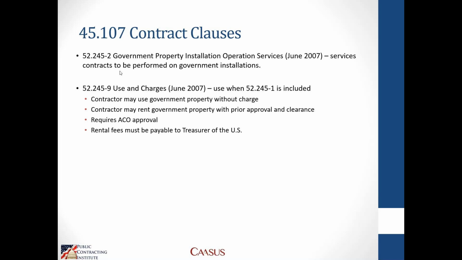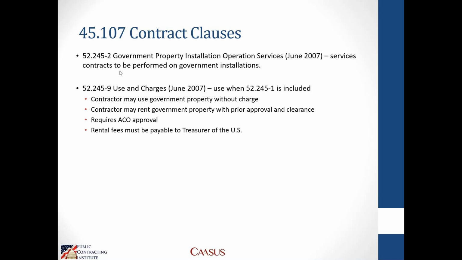The other clause that is one of the three main clauses in Part 45 is 52.245-9, and that governs the use and charges associated with government property. So when this clause is included, it means that the contractor may use the government property either without charge, or the contractor has the ability to rent property that's the government's with prior approval and clearance. And that does require ACO approval.